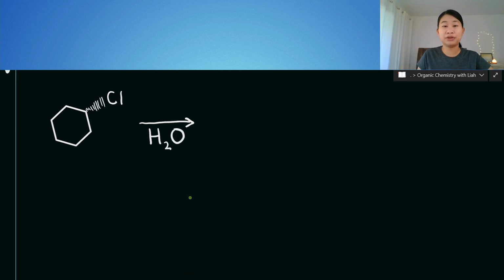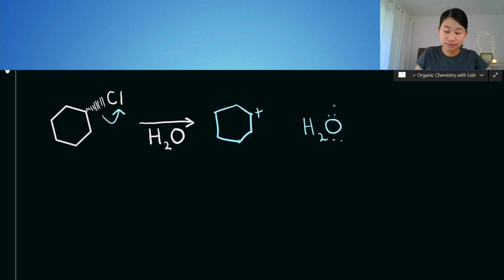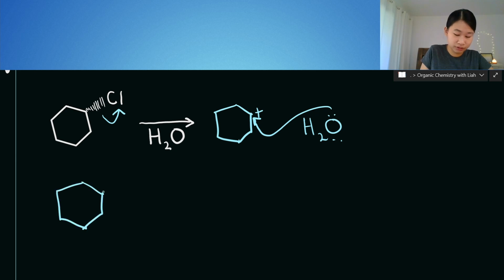So if we have a 6-membered ring already, there's no ring expansion. Now try this example on your own and see what you get. This is a relatively friendly example. We're doing SN1, so the leaving group should leave. After chlorine leaves, we're left with the carbocation here, and then we have water. Water will be our nucleophile and our solvent, so again we have another solvolysis reaction. We're going to attack the carbocation, and we're going to produce this product.